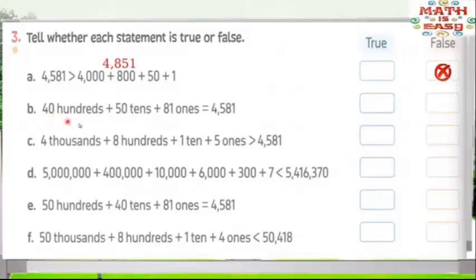Next one, 40 hundreds plus 50 tens plus 81 ones. And here 4,581. Write this number in standard form. 40 hundreds means 4,000. 50 tens means 5 in hundreds place, because this tens 0 and 0, 500. 81, they are the same. They are equal. And he writes here they are equal. So this statement is right.